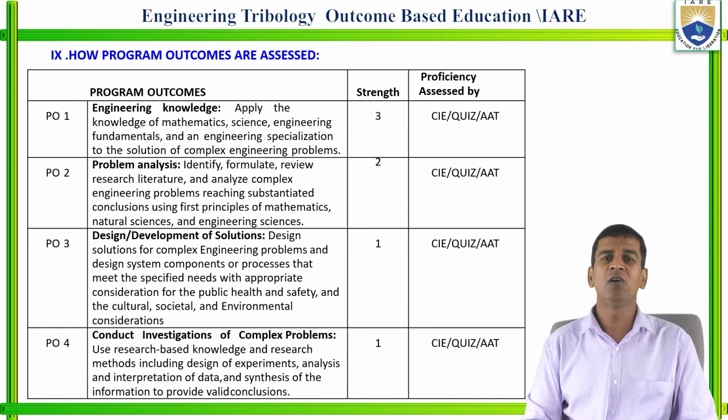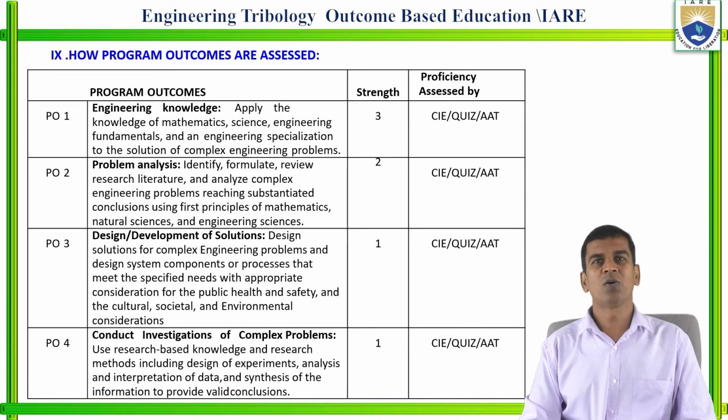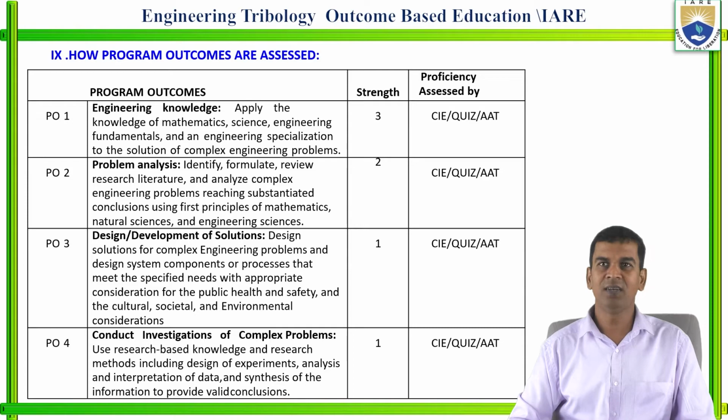The strengths given above are based upon the subject's level, and on how these outcomes are mapped. These 4 program outcomes are mapped for this particular engineering subject, engineering tribology. You will have engineering knowledge, problem analysis, design and development, and conduct investigations of complex problems. Among the 12 program outcomes, 4 program outcomes are mapped to this particular subject with the strengths you can see on the screen: 3, 2, 1, 1.